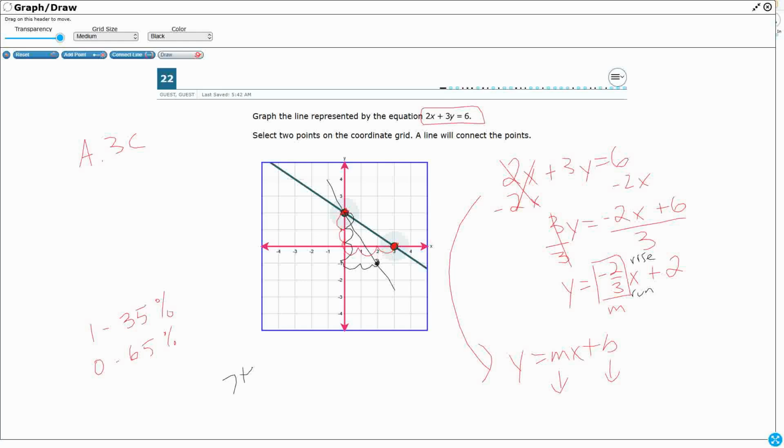This actually is tied for the 7th hardest item on the test. It's difficult to know whether it's the use of the graphing, or whether it's not knowing how to interpret the negative 2/3 given the y-intercept, or whether it's the conversion from the standard form to the slope-intercept form. Could have been any of those points that made this challenging for students.